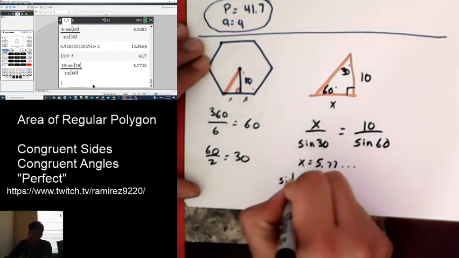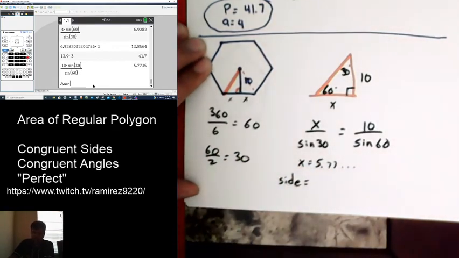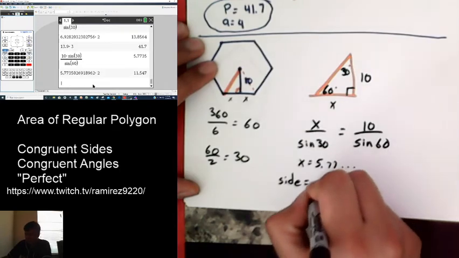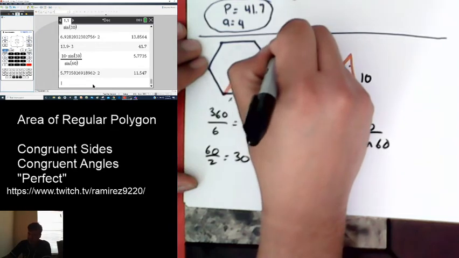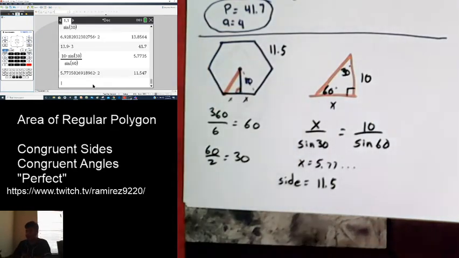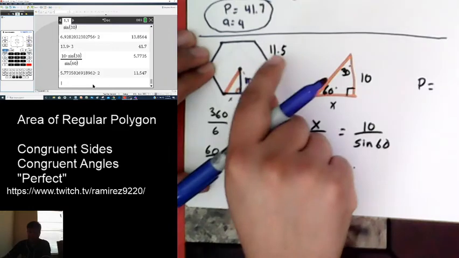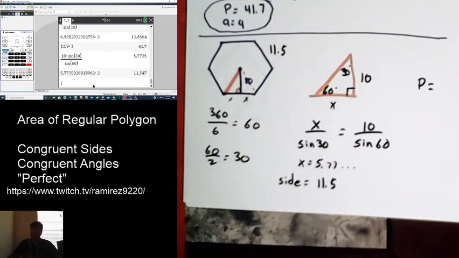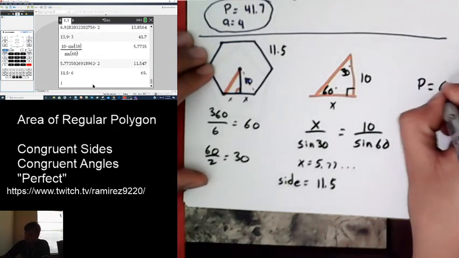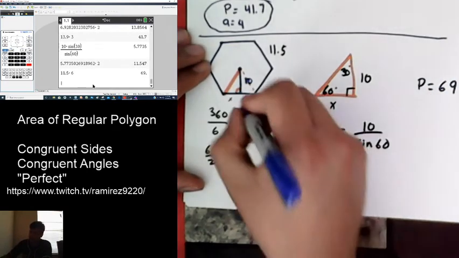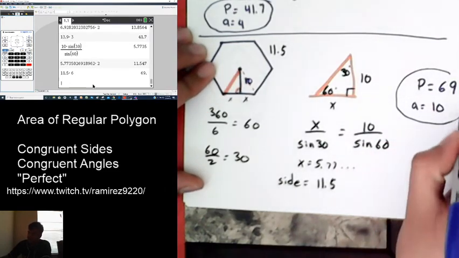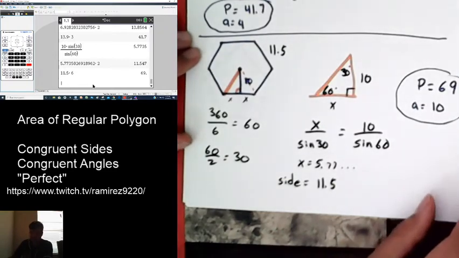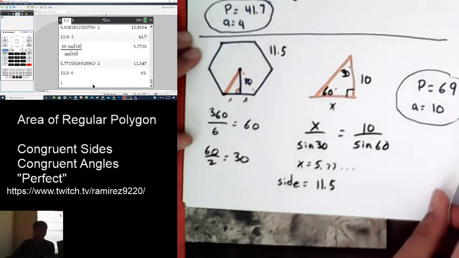And my actual side length, when I multiply it by 2, is 11.5. So every single side here is 11.5. Now that I know that, I can easily find my perimeter. I just get 11.5 and I'm going to multiply by the number of sides. So my perimeter here is 69, and my apothem, which I already knew to begin with, was 10. And again, you know those two things, you will be one step closer to solving for the area.